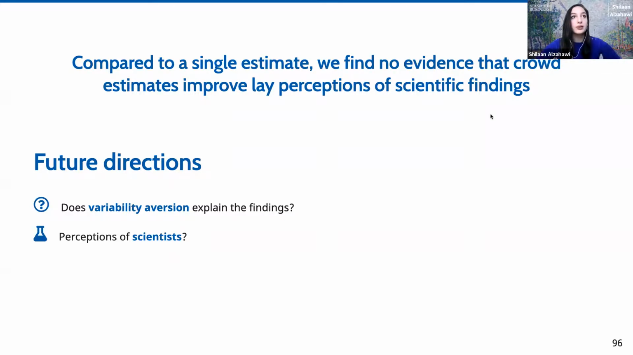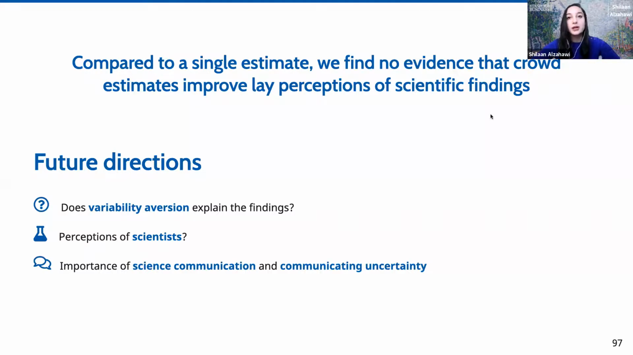We are also interested in exploring what the perceptions of scientists are. And we also believe that in the future, it is important for crowd scientists to consider how, for example, by drawing from research on science communication, to tackle science skepticism and effectively communicate these variable crowd estimates to lay consumers. And I'm, of course, very happy to hear other people's thoughts on possible future directions or the limitations of the findings or any other thought or question that you may have.